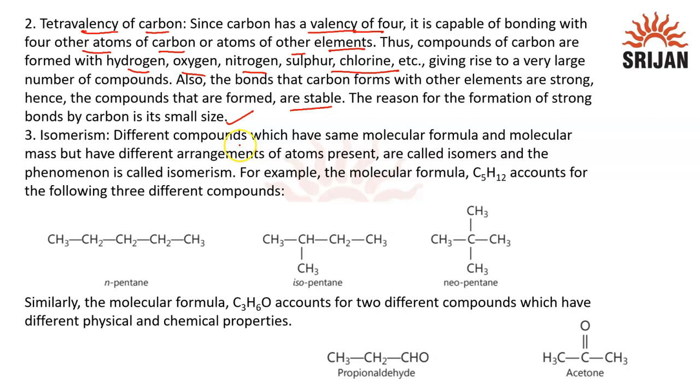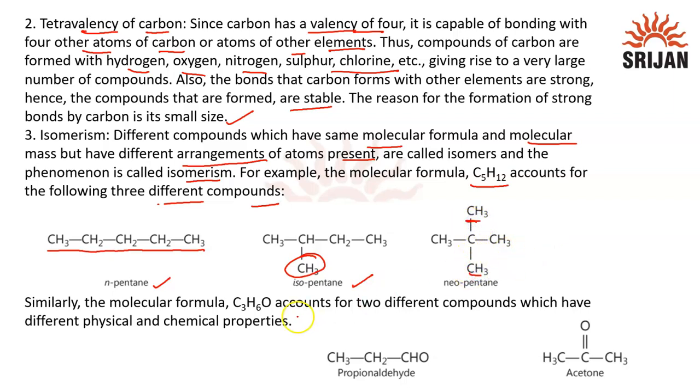Next is isomerism. There are different compounds which have the same molecular formula and molecular mass, but different arrangements of atoms. These compounds are called isomers, and the phenomenon is called isomerism. For example, the molecular formula C5H12 accounts for 3 different compounds. Here we can see that all 5 carbons are arranged in a straight chain. It is called n-pentane. Here 4 are arranged in a chain and 1 is branched. So this is isopentane. Here 2 carbons are branched.